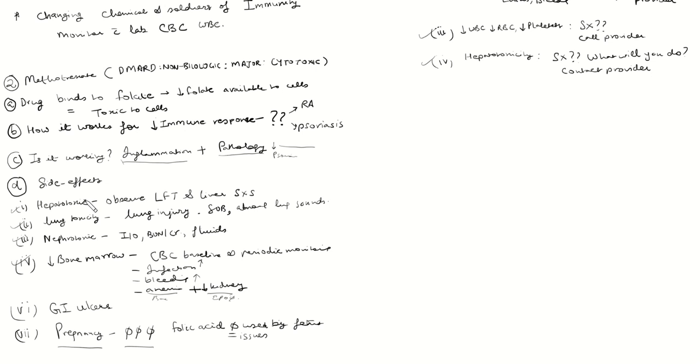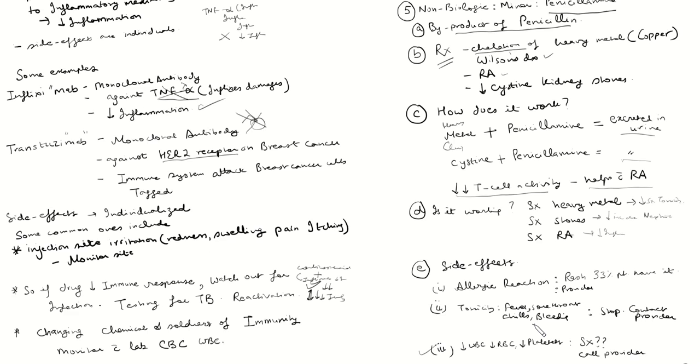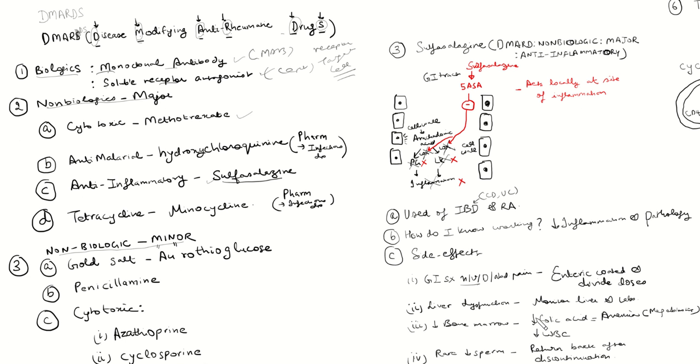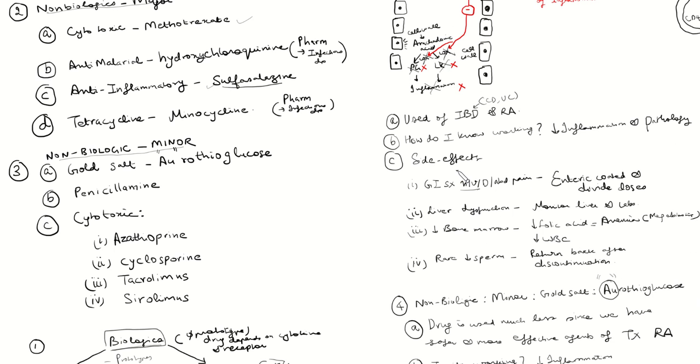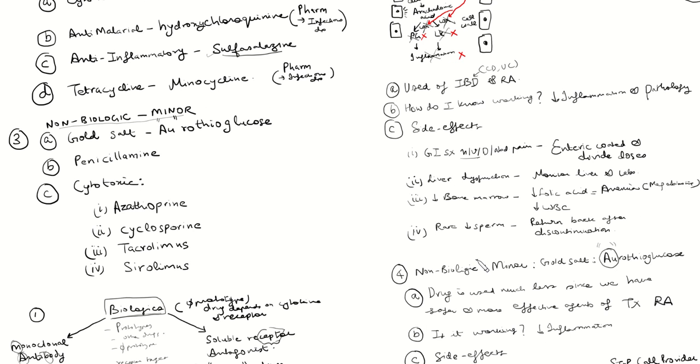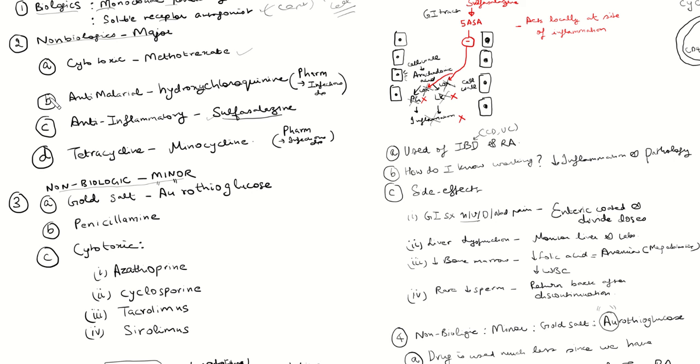So again, lots of side effects: liver, lung, kidney, bone marrow injury, and then again with pregnancy, watch out for that, and GI ulcers. The next drug was sulfasalazine, like aspirin for the tummy, for the area where there's inflammation. So it acts locally on the site of inflammation by interfering with COX and LOX pathways, decreasing inflammation. So again, bone marrow suppression, liver dysfunction, and nausea, vomiting, diarrhea, and then sperm count goes down during the therapy. And that covered the non-biologic majors.